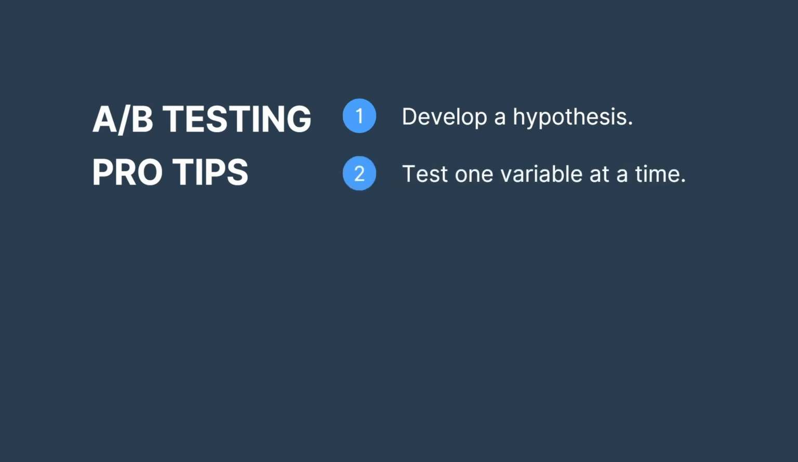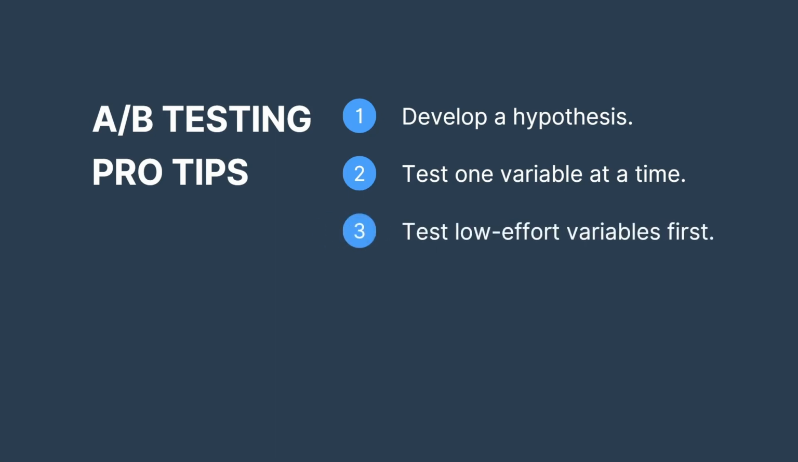Tip number 2, test one variable at a time to accurately measure how it impacts results. So if you're testing your subject line, don't also change the from name because you won't know whether the change in the subject line or the change in the from name led to more people opening your email.